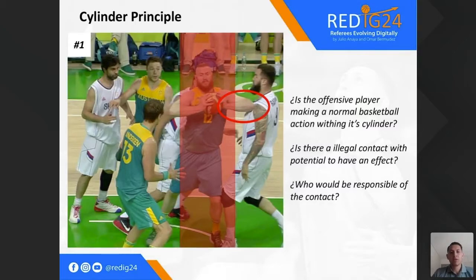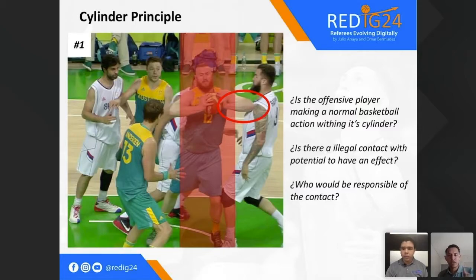And is there an illegal contact with potential to have an effect? Yes. It doesn't matter that he's extending the elbow; we need to go with an unsportsmanlike foul or an ejection. So everything depends on the consequence and who will be responsible for the contact. The answer is the offensive player is extending himself with the elbow and creating an illegal contact with the defender, and he's 100% responsible for this contact.